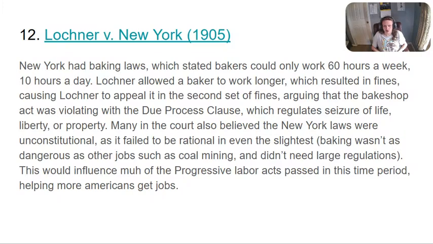Many in the court also believed the New York laws were unconstitutional, as it failed to be rational even in the slightest. Baking wasn't as dangerous as other jobs such as coal mining. It did not warrant these strict regulations. This would influence much of the progressive labor acts passed in this time period, helping more Americans get safer jobs and get associated with their labor unions.